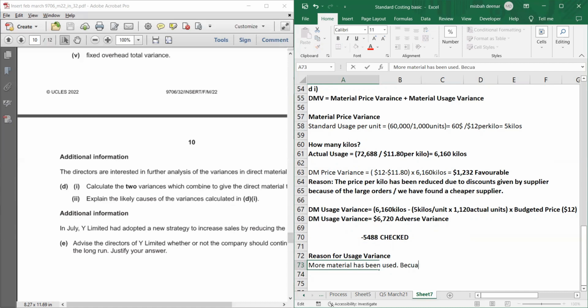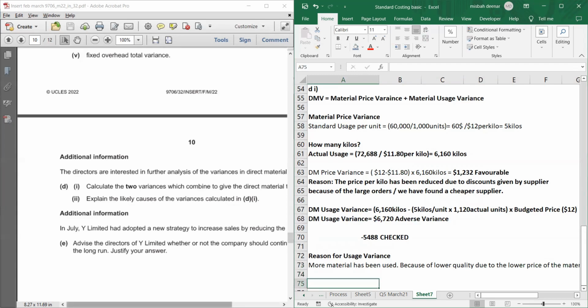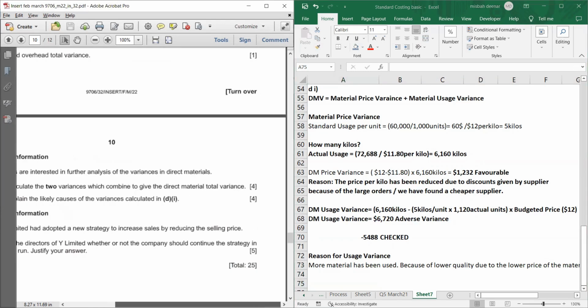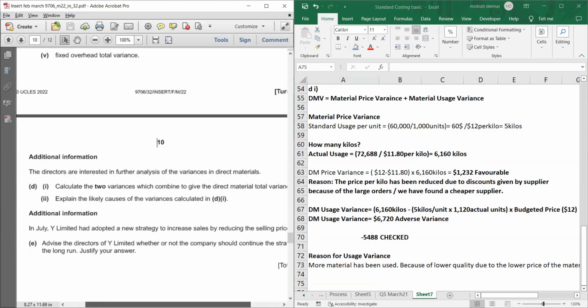Because of lower quality. See, we can correlate it with the price being reduced and we are getting it cheaper, so we have found a cheaper supplier. So if the supplier is giving us a cheaper product, then the quality of the product would be lower, because of lower quality due to the lower price of the materials. Simple. So we have obtained our 4 marks for each. And you can write more as well.